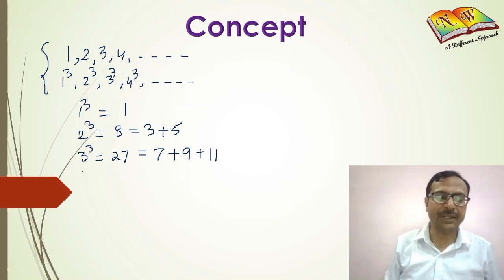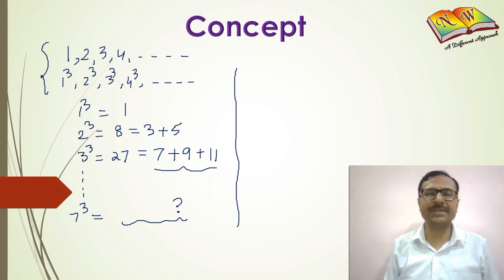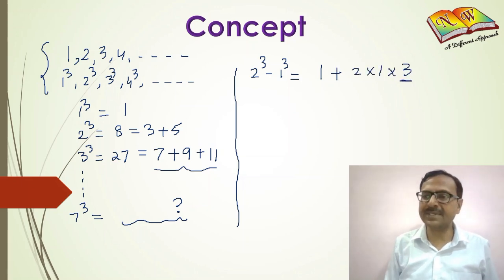Likewise, can you tell me what will be 7 cube? How will you express that as a sum of odd numbers? Pretty easy, right? There are many such amazing patterns in cubes of numbers. If you take the difference of 2 cube and 1 cube, you can actually represent that as 1 plus 2 times 1 times 3. Now fix this 3.